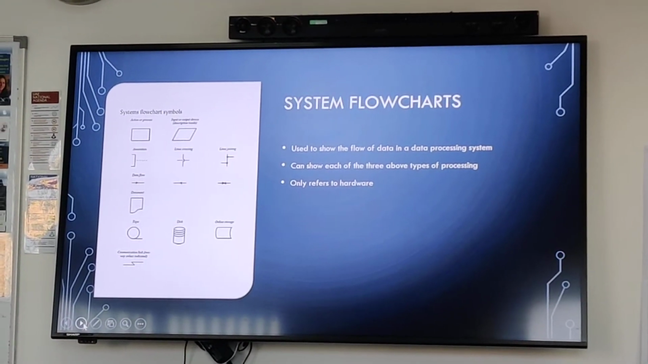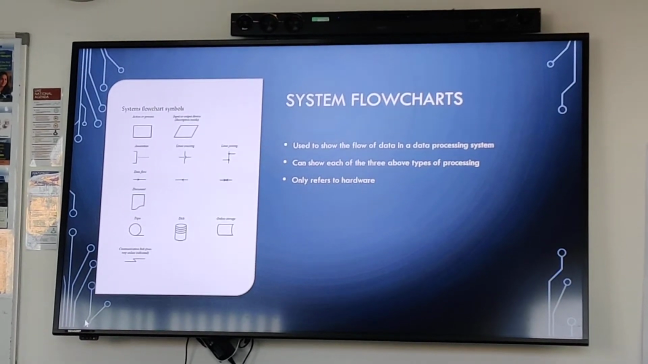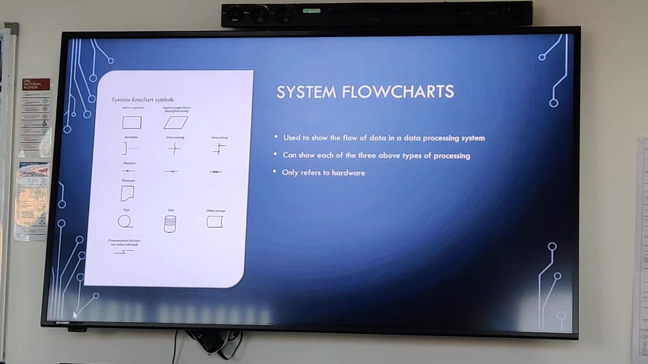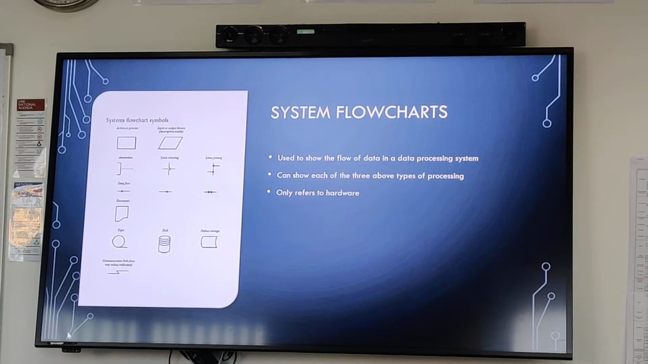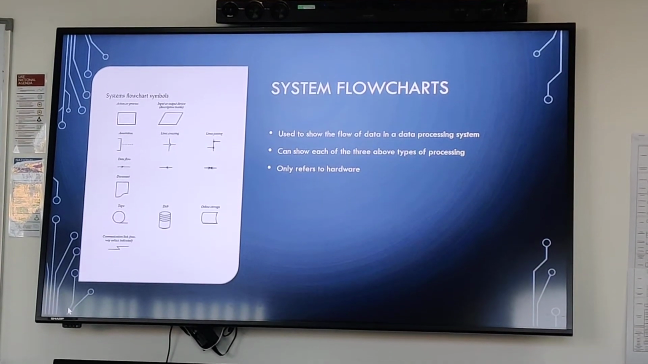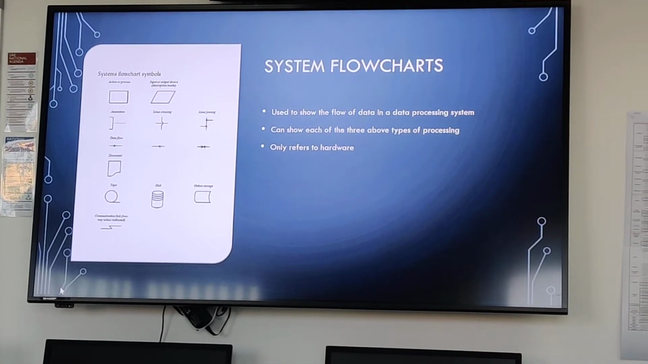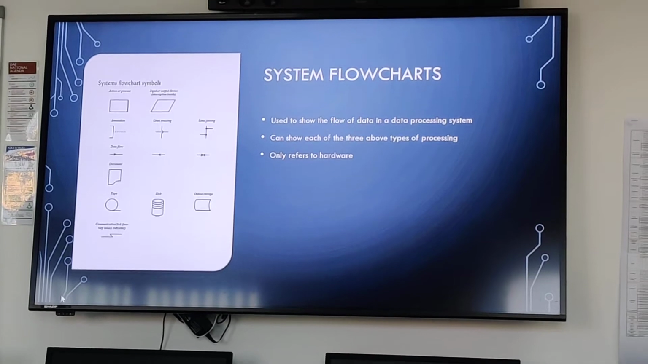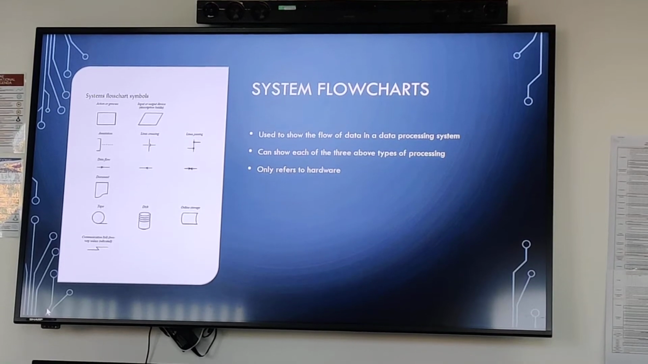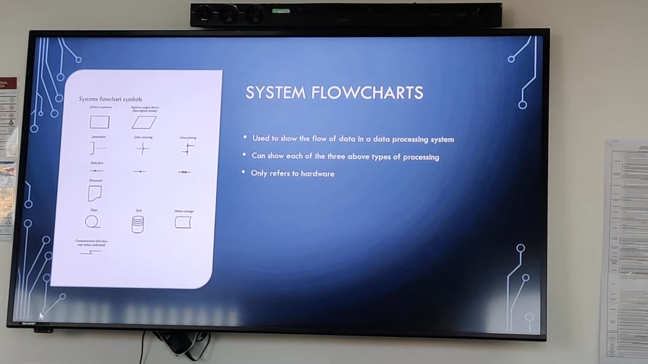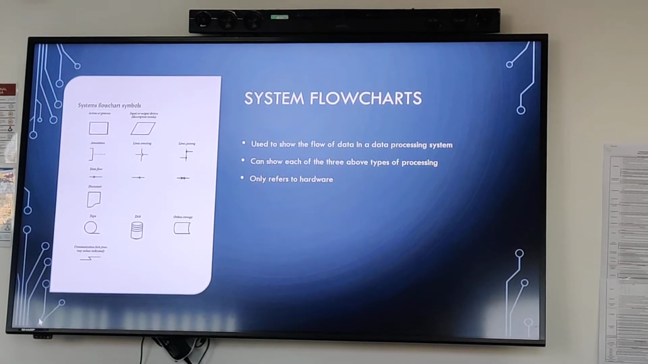Okay, now we come on to system flowcharts. These are used to show the flow of data in a data processing system. It can show each of the types of processing that I just talked about above, and it only refers to the hardware in a system. As you can see on the left, we've got some of the different icons or symbols that you can use. You've got a square and a tilted square, which are action and process, and input and output. Then you've got your data flow, your document, your tape, disk, and your online storage. The online storage one is a little bit of a weird symbol.